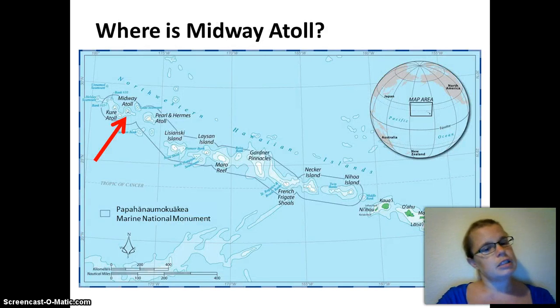Okay. So, Midway is in the northwestern Hawaiian Islands. You probably know about the main Hawaiian Islands down here, Big Island, Maui, Oahu, Kauai, as well as a few others. But up here, there's all these other islands and atolls and reefs as well, where nobody really lives full-time, except when they're working there. And these are all now part of the Papahanaumokuakea Marine National Monument. And they're all really heavily protected.